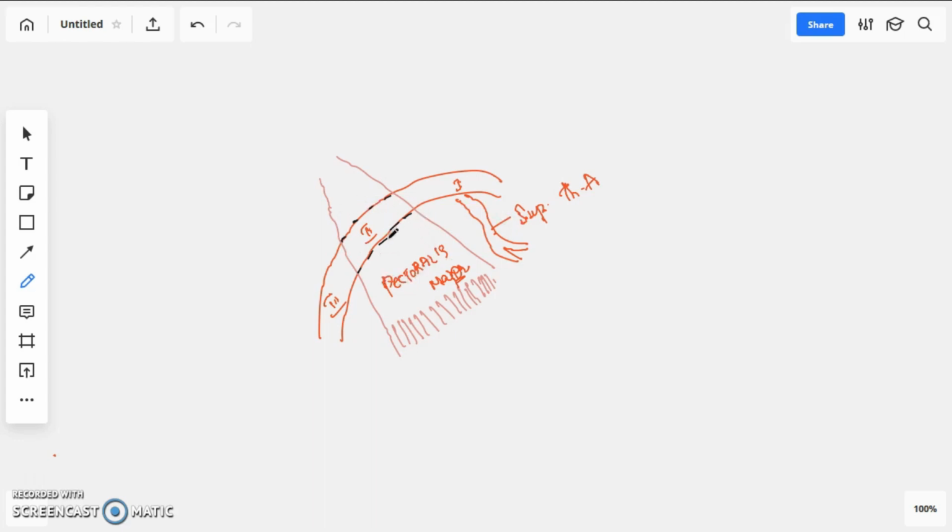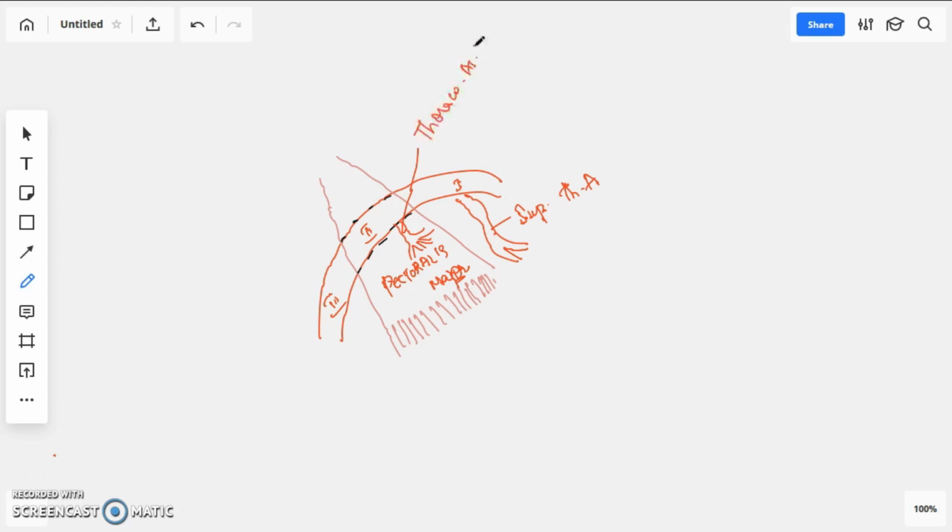Now the second part gives origin to two branches. The upper one we will call the thoracoacromial artery. It has a small trunk and gives four branches. About those details I will explain later. For now, just remember that the second part of the axillary artery, which is present below the pectoralis minor, arises as a small trunk and gives four important branches, which we call the thoracoacromial artery.